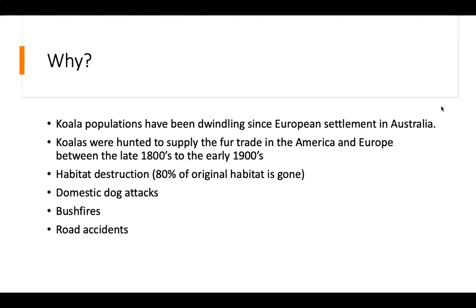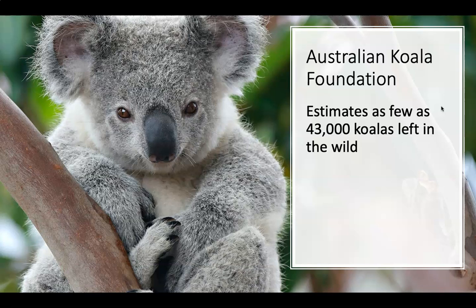Now, the recent bushfires at the end of 2019 had a really devastating effect on a lot of the koala populations around New South Wales in particular. Again, because koalas, they're slow, they're lumbering, they live in the trees. If the trees are on fire, they have a really hard time getting away from that fire. And the other reason for koala population decrease is to do with road accidents as well. Now, it's estimated that there's as few as 43,000 koalas left in the wild, which is really quite a drastic reduction in the total number of koalas that were there up to 100 years ago.